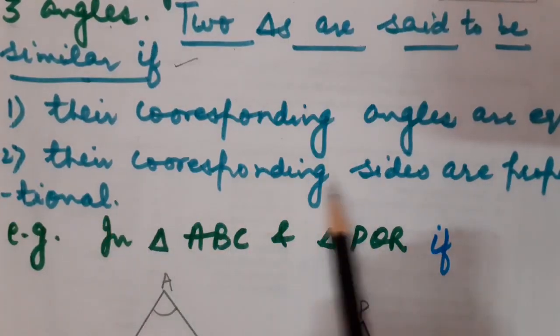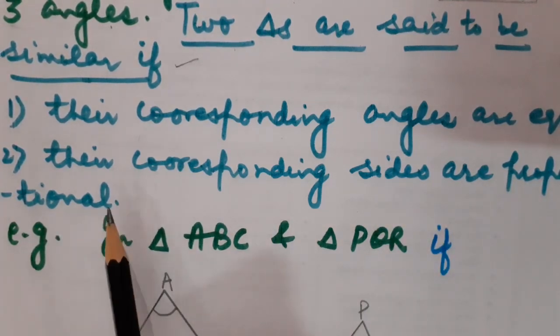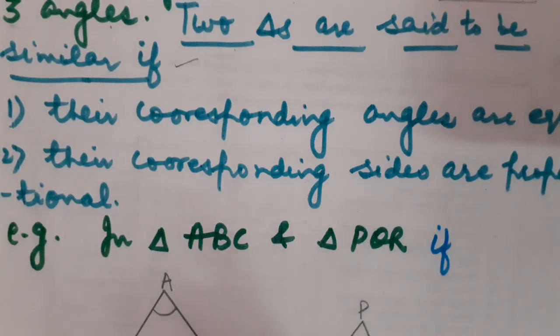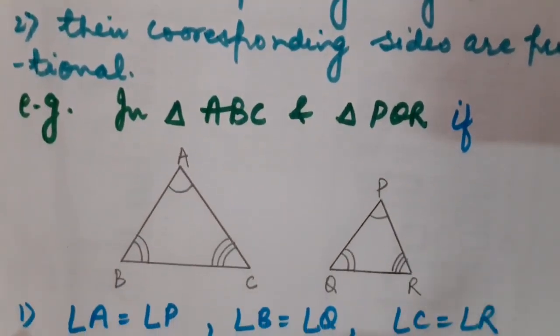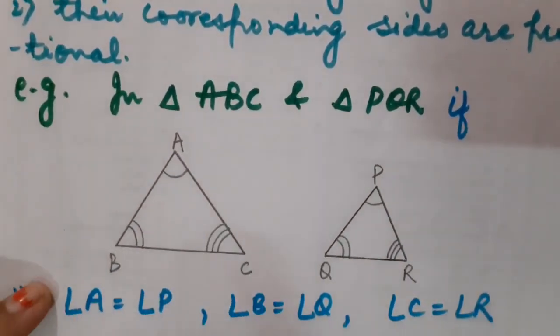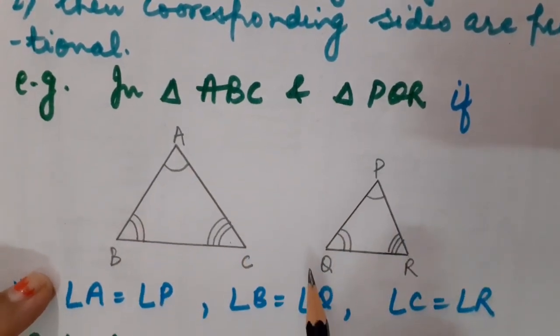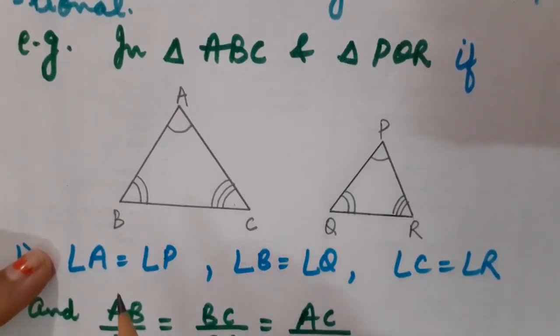And their corresponding sides are proportional. What do you mean by proportional? It means the ratio between the lengths of the corresponding sides must be equal, as I have explained to you through the diagram. Correct, children? Now have a look. For example, there are 2 triangles, triangle ABC and another triangle PQR.